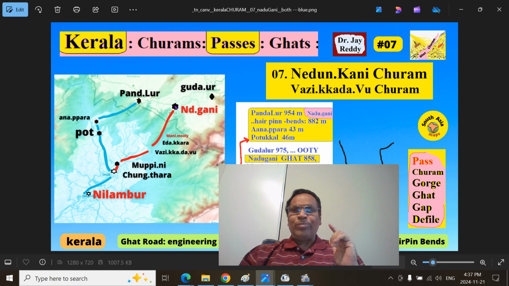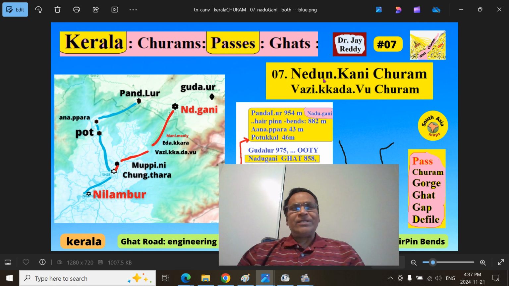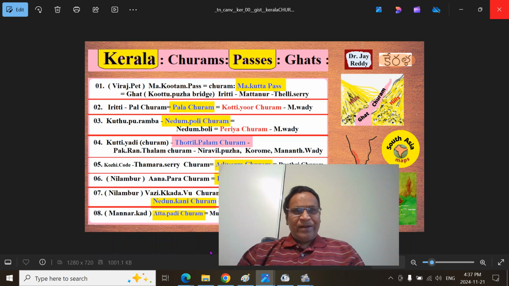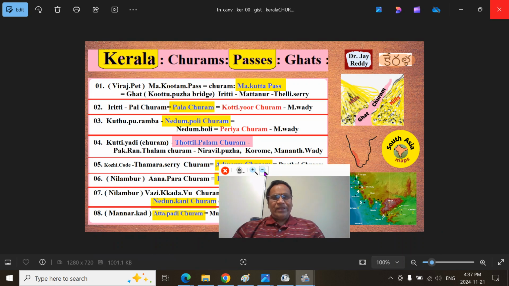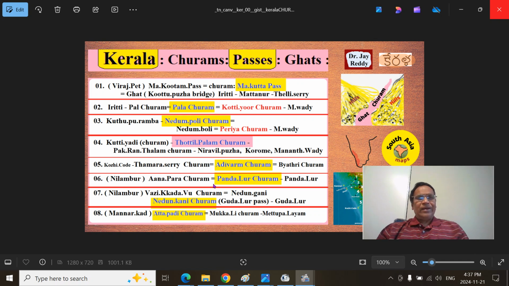This pass is present. The pass is called Nedunkani or Nedungani Churam, Nedungani Pass, Vazhikkadavu Churam or Pass. Mitranam, this is our Kerala Churam series, part 7, from Nilambur to Nedungani Churam or Gudalur Pass. Previously we have covered Pandalur Pass, Pandalur Churam.